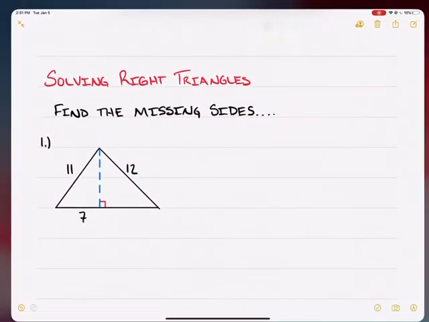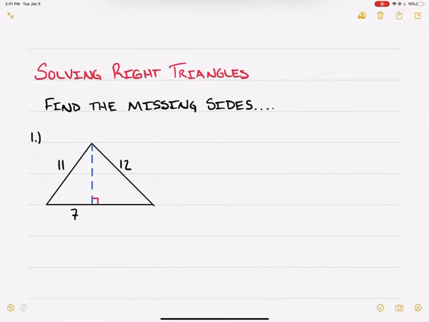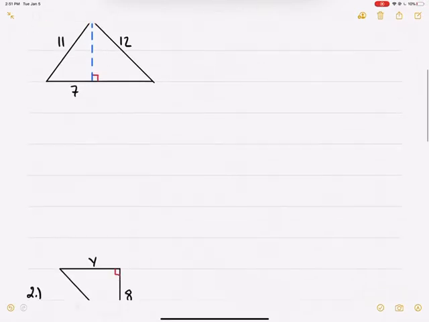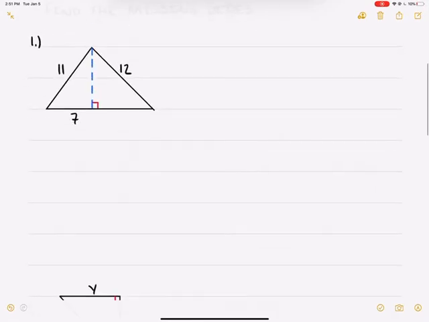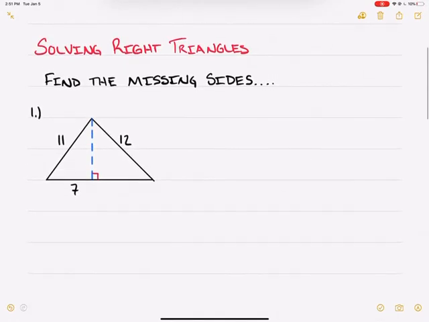Alright guys, so today we are going to focus on solving right triangles. We have three different types of right triangles, and we're going to use the rules that we've learned so far to solve for the missing sides.